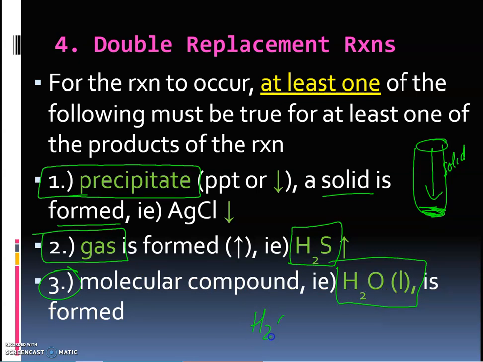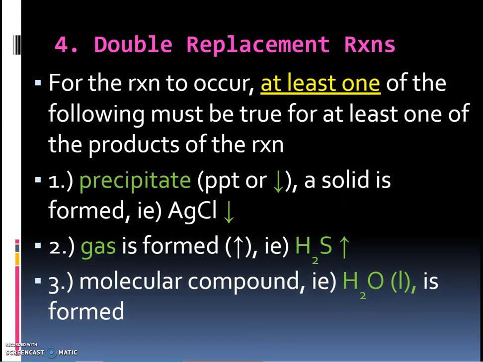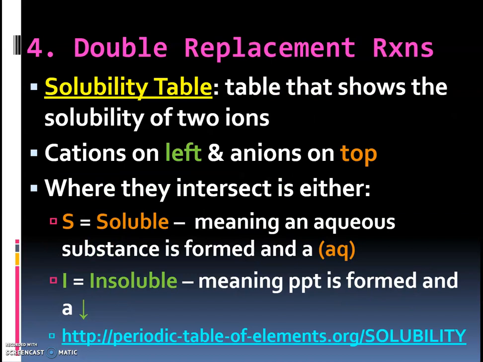So you got to ask yourself three questions. Is it H2O? Is it H2S? Or is it a precipitate? Well, H2O and H2S, O and S are right next to each other on the periodic table, top and bottom. So how do I know if I make a precipitate? Well, I have to check the solubility table.